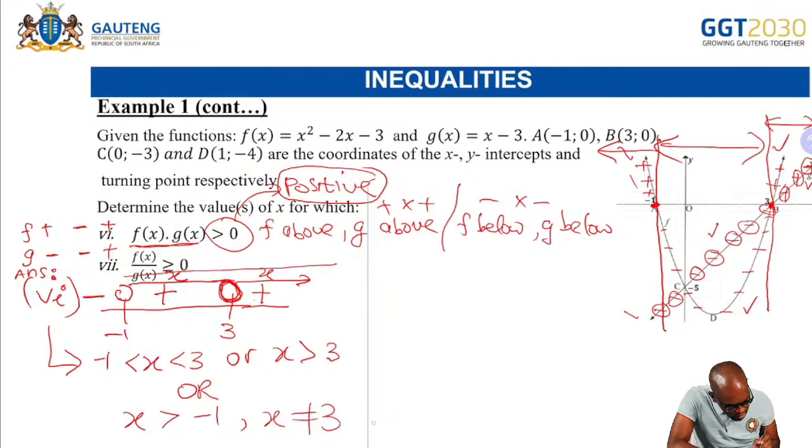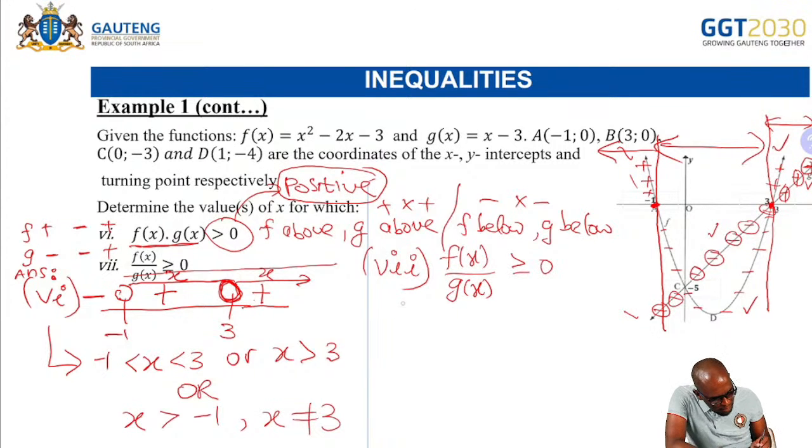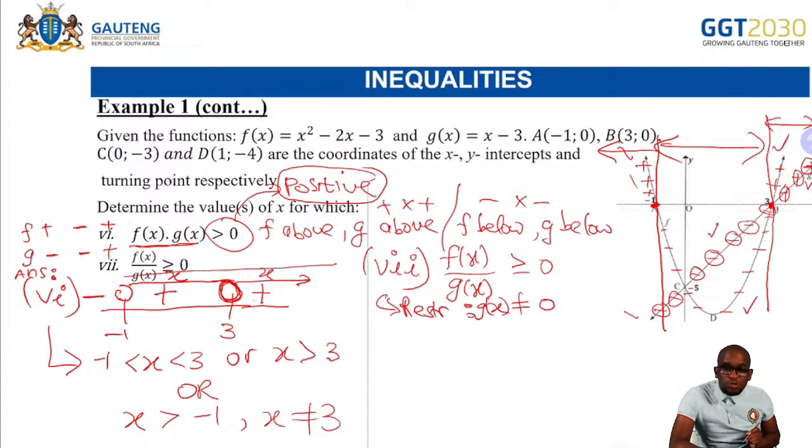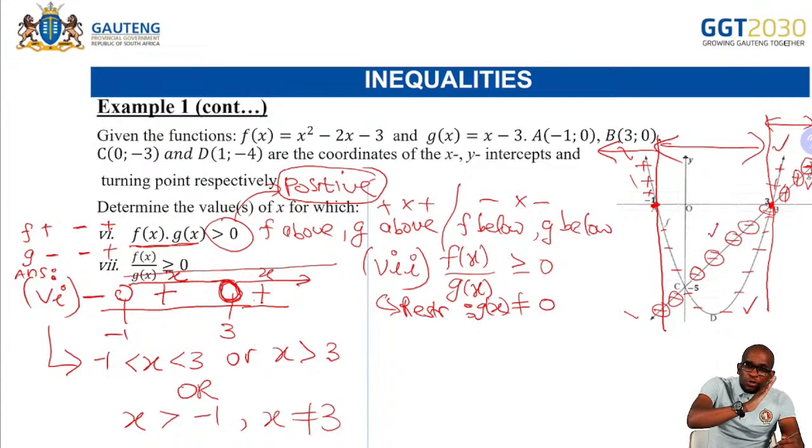Now let us look at this particular question here. It says f of x divided by g of x should be greater than or equal to 0. Remember here there is a restriction. What is our restriction? g of x cannot be equal to 0. So we do not accept any solution where g of x is equal to 0.